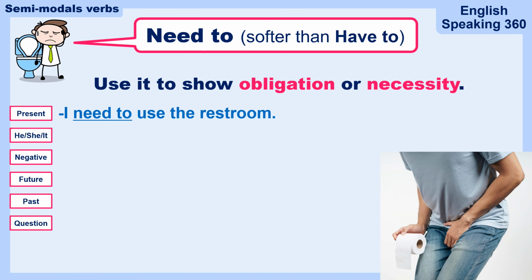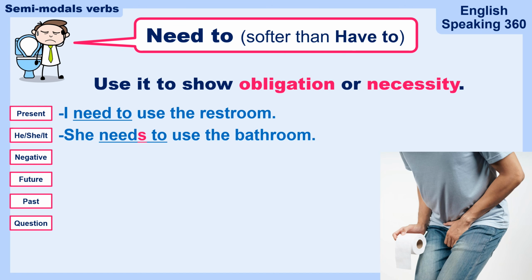Now, can you make the other forms? I want you to try at home because you have to be able to make the other ones too. For he, she, or it, what would you say? You would say, she needs to use the bathroom. Now, the bathroom and restroom both have the same meaning.